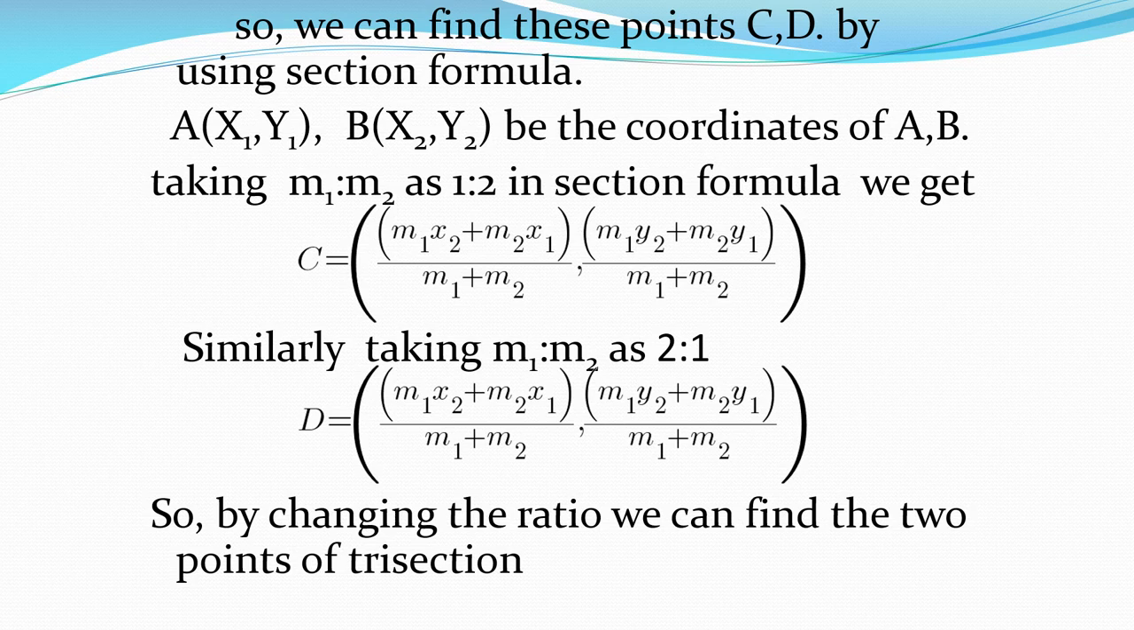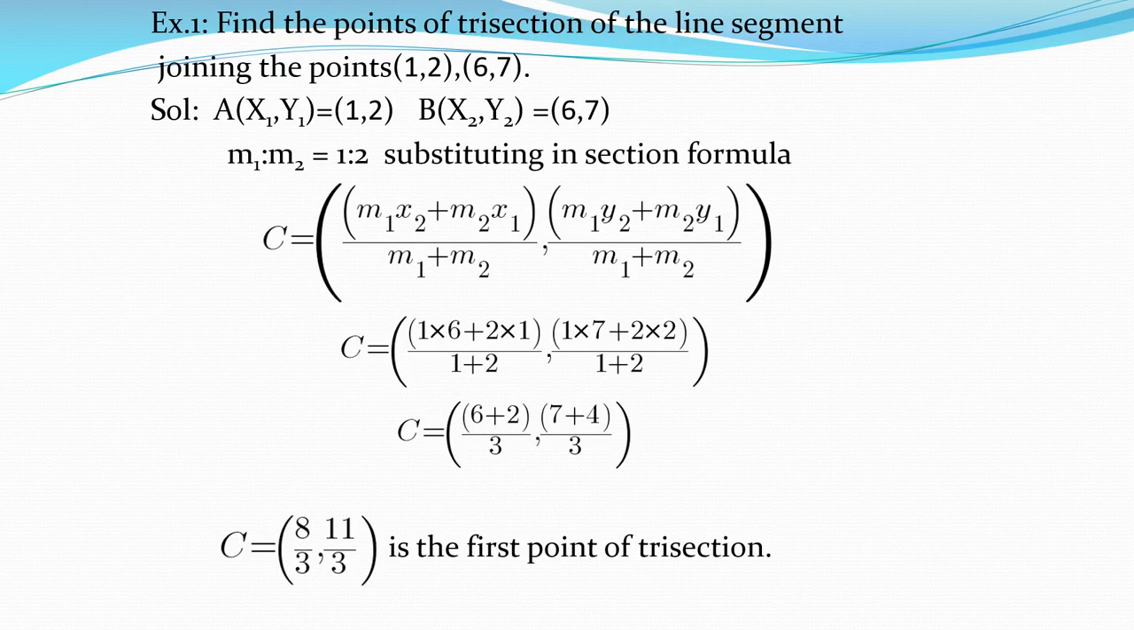Similarly, for the same points A and B, just by changing the ratio as m1 is to m2 as 2:1, we get D is equal to (m1x2 plus m2x1) by (m1 plus m2), (m1y2 plus m2y1) by (m1 plus m2). So by changing the ratios, we can find the 2 points of trisection.